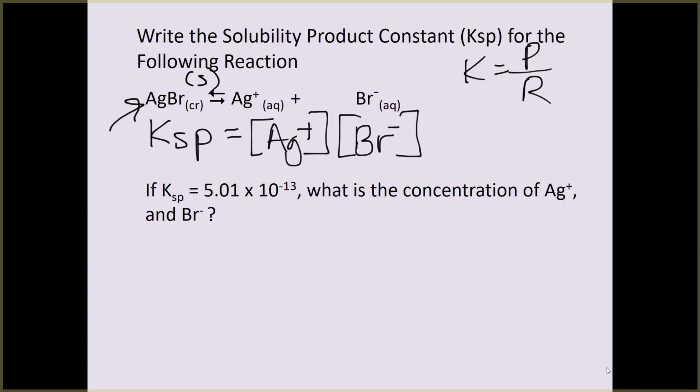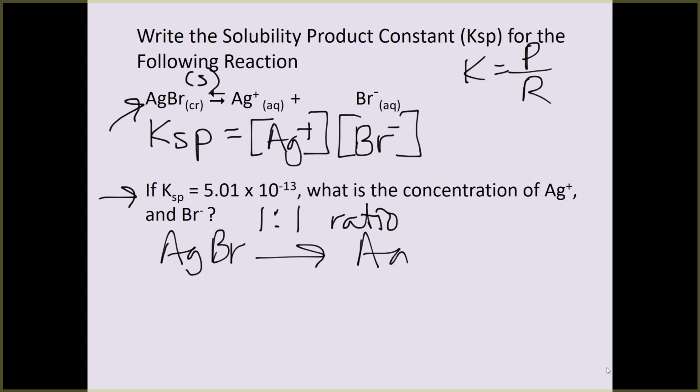If the Ksp is this number, what is the concentration of the silver ion and the bromide ion? Well, if I look at my silver and my bromide, notice it's a 1-to-1 ratio. So that means when my AgBr is falling apart, I end up with equal amounts of silver and bromide. So if Ag is x, then bromide is going to be x. They're going to be the same value. So that's what I'm going to plug into my equation.